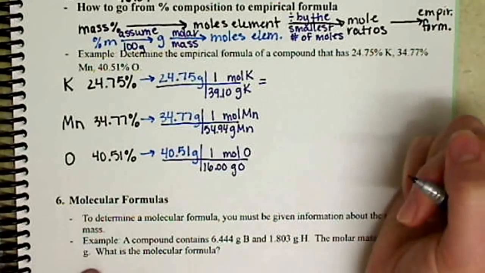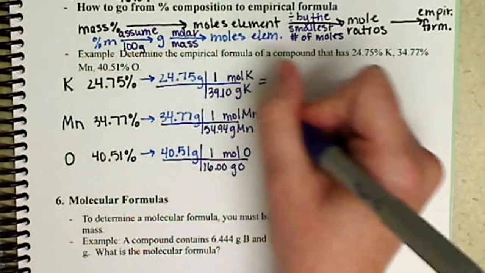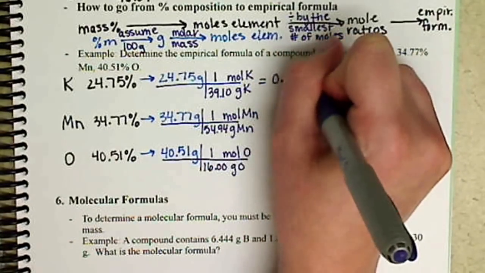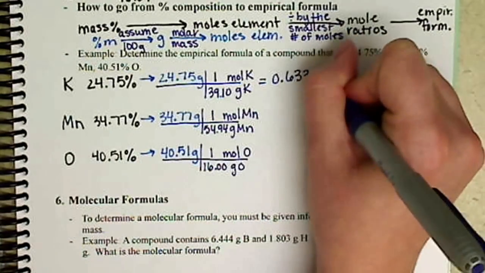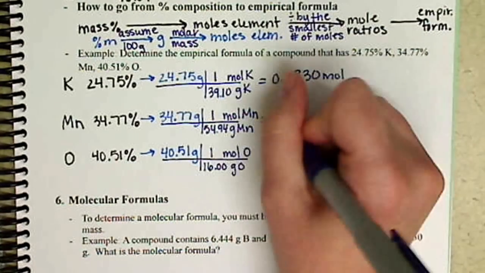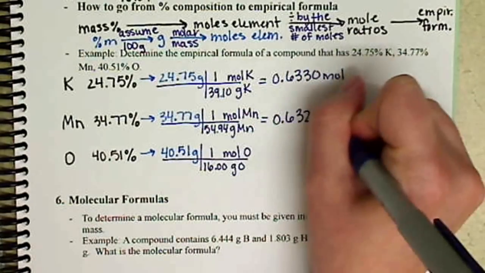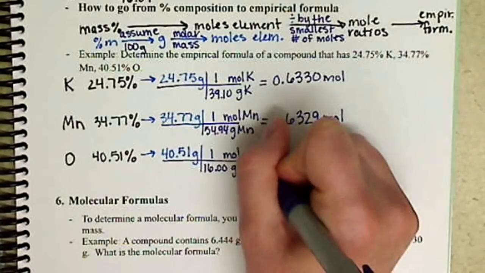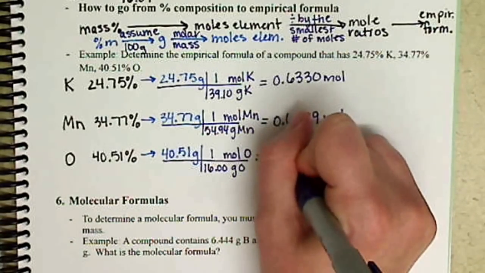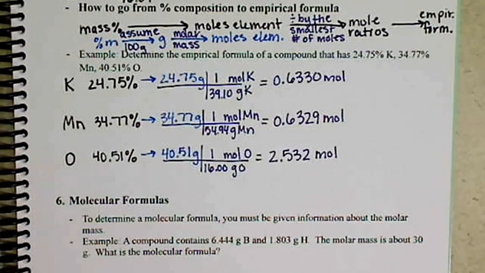So if we calculate these out, for potassium we get 0.6330 moles of K. For manganese, we get 0.6329 moles. And for oxygen, we have 2.532 moles.